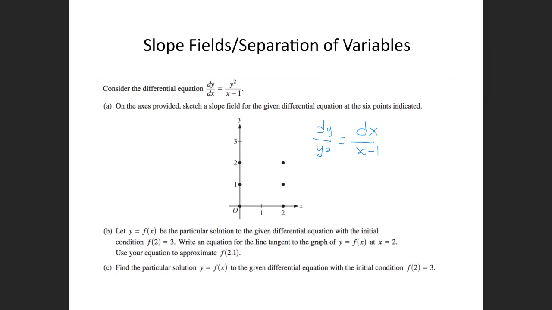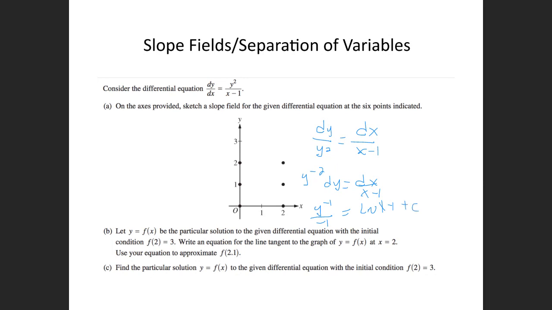Okay. Then I have to take the integral of both sides because I'm trying to go backwards. I'm trying to get y is equal to. I have the derivative, I want to get the original function. So I'm going to rewrite this as y to the negative second dy is equal to, this one I can't change, dx over x minus 1. If I take the integral here, I get y to the negative 1 over negative 1 is equal to, well, this is natural log of x minus 1 plus c.